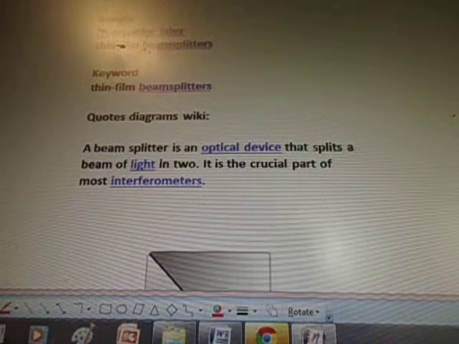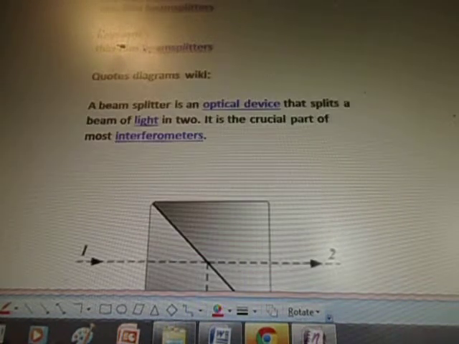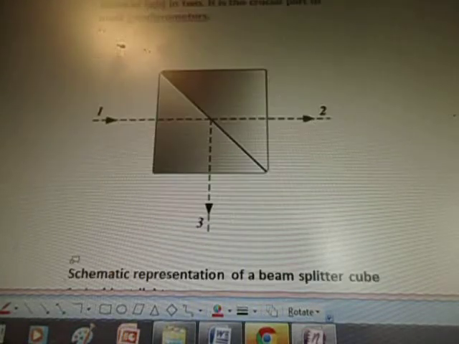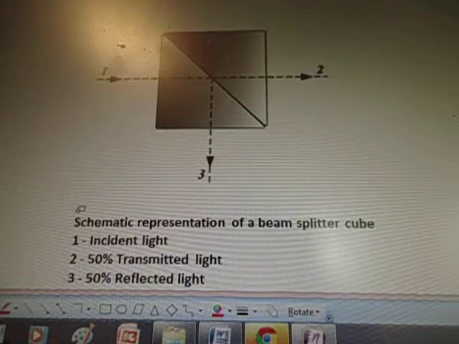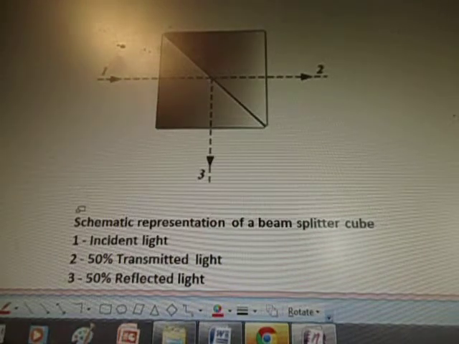A beam splitter is an optical device that splits a beam of light into two. It is the crucial part of most interferometers. So there's a little box with 1, 2, 3 on it. Schematic representation of a beam splitter cube. Number 1 is the incident light, which is on the left side there. Number 2 is a 50% transmitted light, and number 3 is a 50% reflected light.